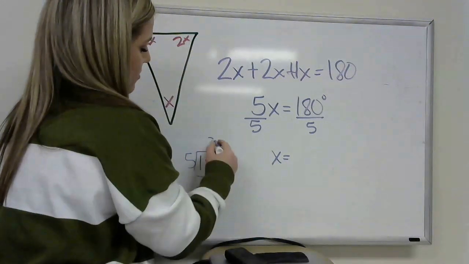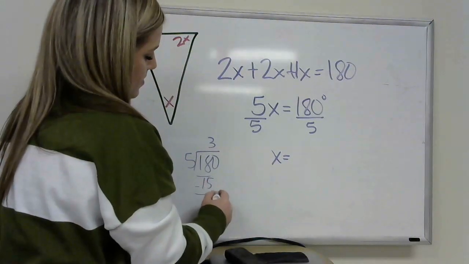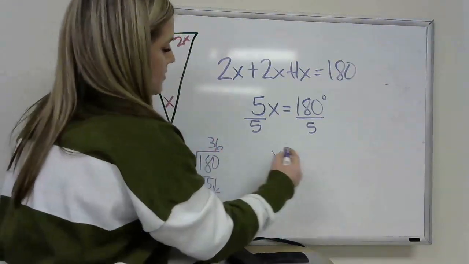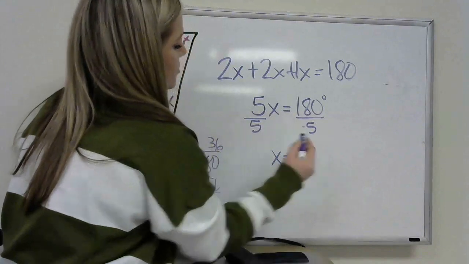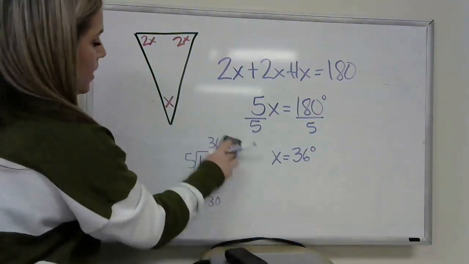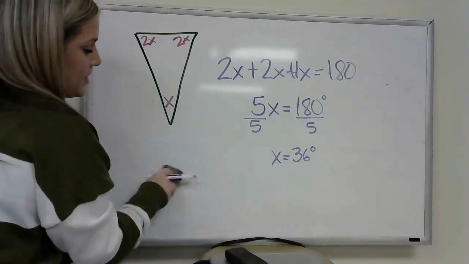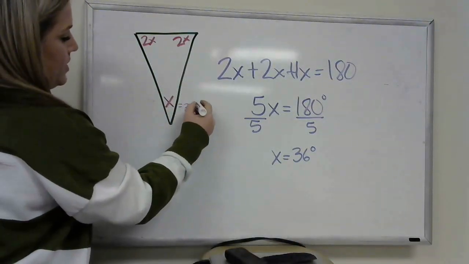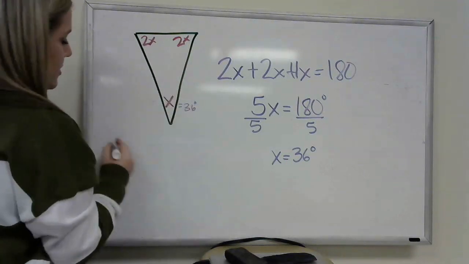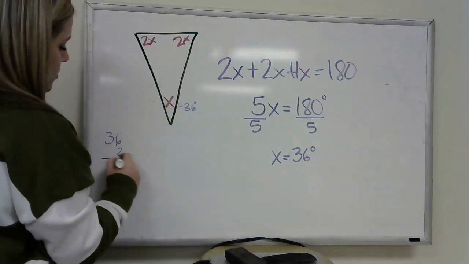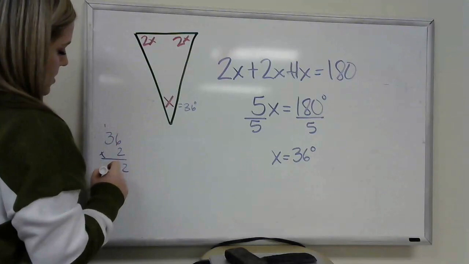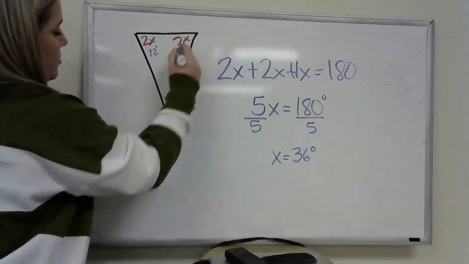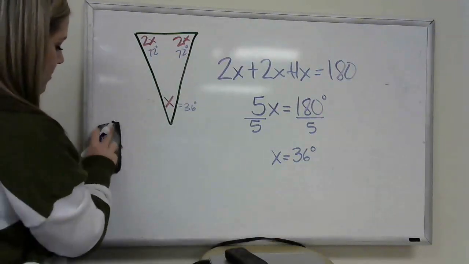5 goes into 18 3 times, and 5 goes into 30 6 times. So x is 36 degrees. So if they wanted you to solve for x, you solve for x. If they wanted you to tell what the angles were, this one is 36 degrees right there. And this is 36 times 2, so this is 72 degrees, and this is 72 degrees, if that's what they're asking.